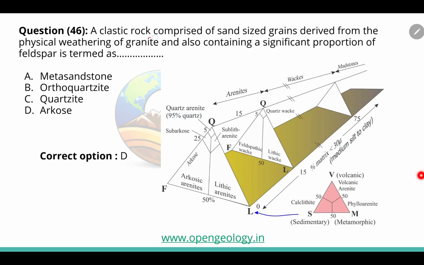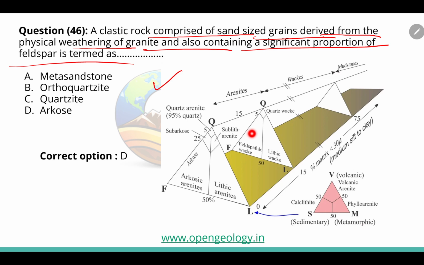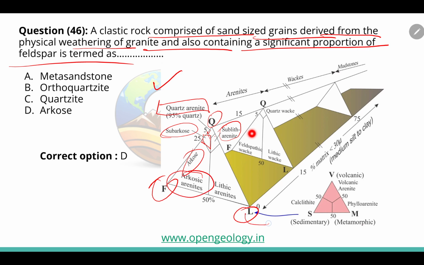Another question: a clastic rock comprised of sand-sized grains, derived from the physical weathering of granite and containing a significant portion of feldspar. You should remember the sandstone classification. Here you can see a triangle of quartz, feldspar and lithic fragments. If a rock consists of 95% or more quartz, we call it quartz arenite. Then you have different fields like subarkose, arkose and sublitharenite. If you have more feldspar, we call it arkosic arenite, and if more lithic fragments, lithic arenite.